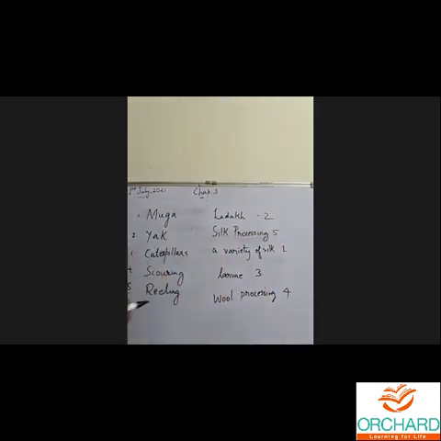So 25134 is the correct answer. Yes, very good. You can write it down in your notebook. 25134. Muga is a variety of silk. Yak are found in Ladakh. Caterpillars are larvae. Scouring is a wool processing step. Reeling is a silk processing step. Okay.